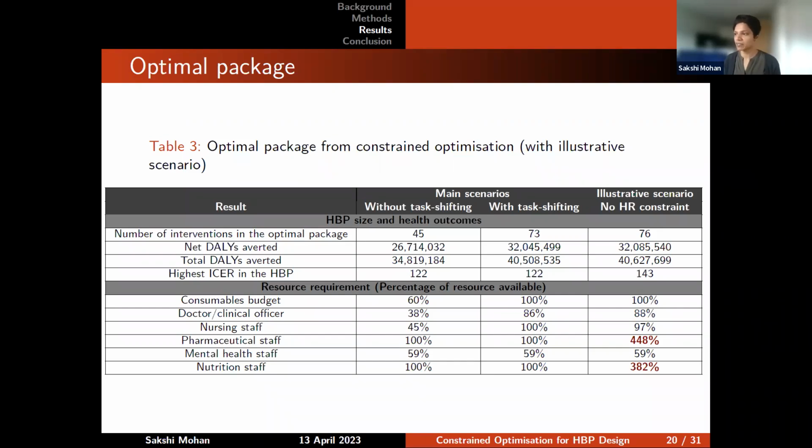In any case, it wouldn't matter so much because the nursing staff also is getting almost fully utilized. These cadres being overutilized just represents the fact of particular understaffing amongst these cadres in Uganda. So if you wanted to include more interventions, it is important to expand the capacity on these cadres in order to deliver a bigger package.